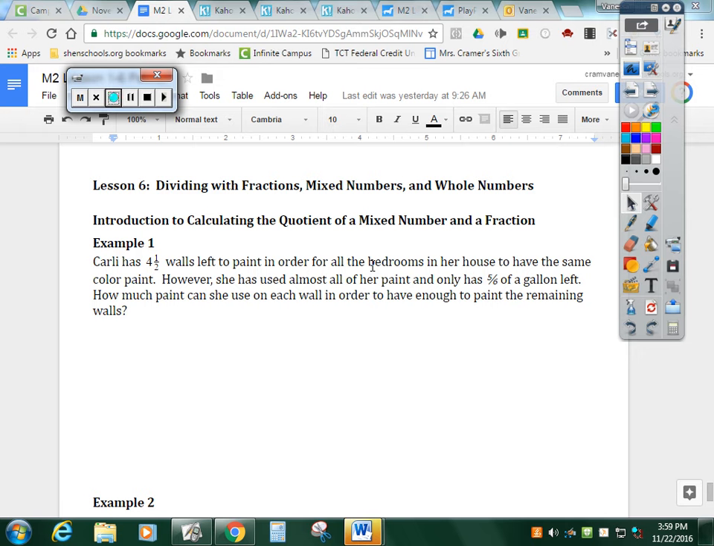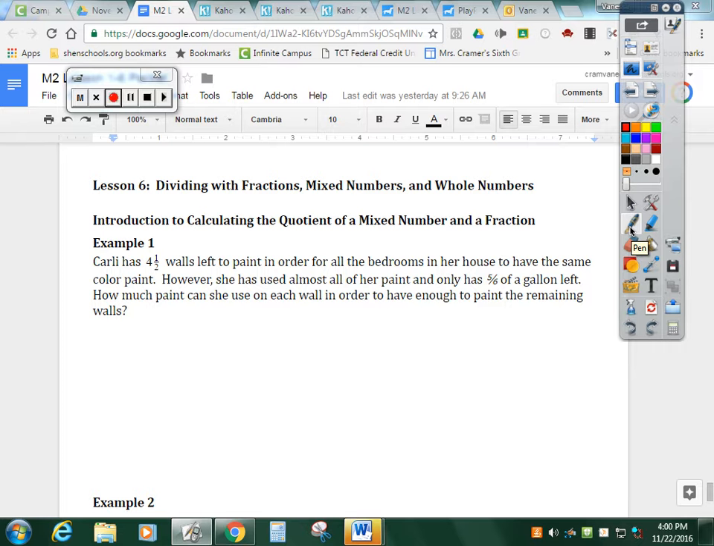In lesson 6, we did dividing with fractions, mixed numbers, and whole numbers, okay? So Carly has 4.5 walls left to paint in order for all the bedrooms in her house to have the same color paint. However, she has used almost all of her paint and only has 5/6 of a gallon left. How much paint can she use on each wall in order to have enough to paint the remaining walls?